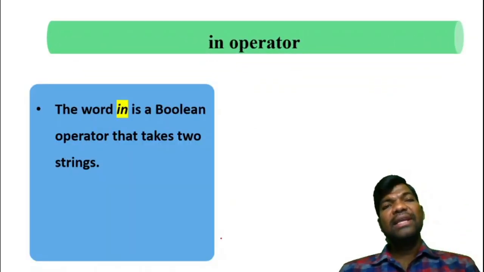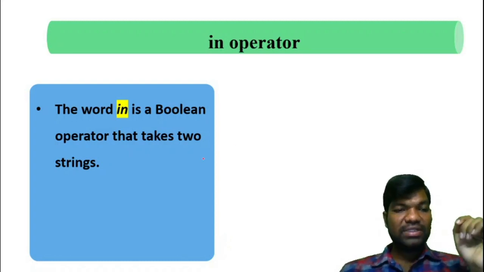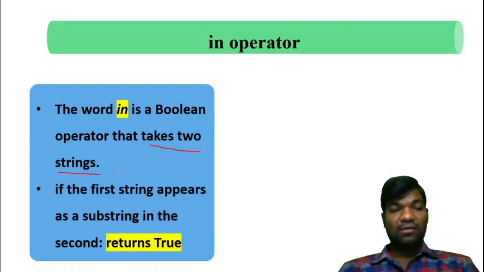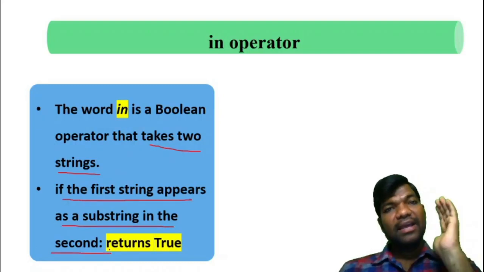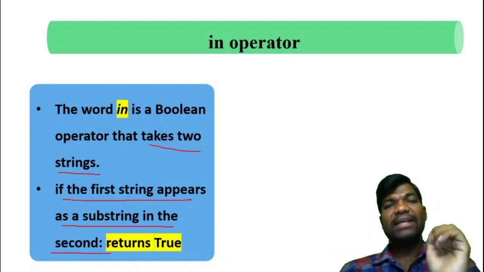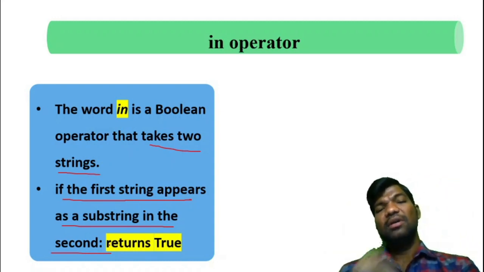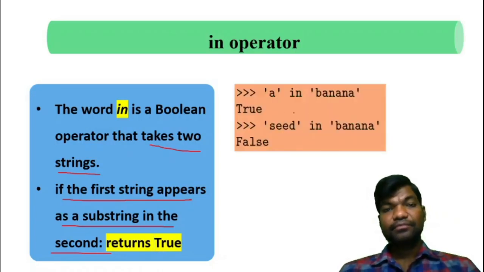Next, coming to the in operator. The in operator is used to check values. That means it will take two strings. And if the first string appears as a substring in the second, that means string 1 in string 2, so if string 1 appears in string 2, it will display true, otherwise it will display false. Check the example.